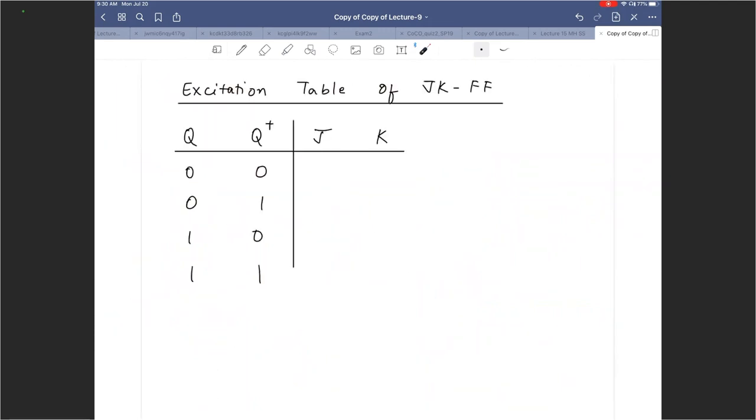So what should I do over here? Q is 0, Q plus is 0. So if I wanted Q plus to be 0, what are some of the ways? I want you guys to pick between these: store, kill, jump, and toggle. For the first, Alan says kill, or could it be store too? If I kill it, I will get Q plus as 0. Yes, brilliant.